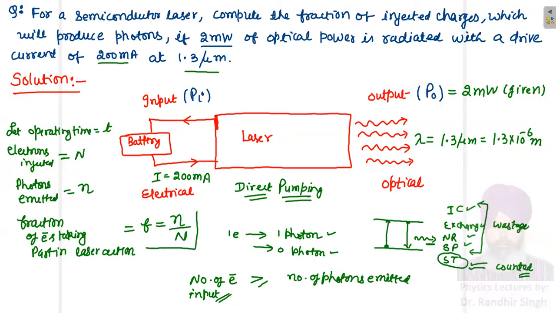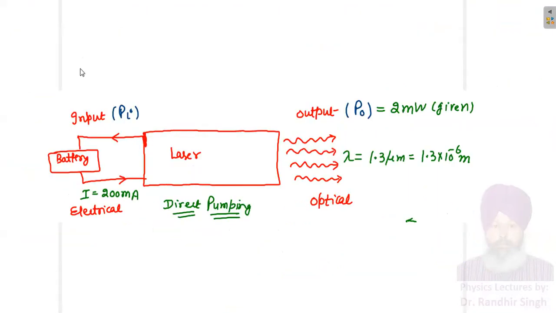So this is the objective for today's numerical, and we are to find this ratio small n upon capital N. Let me add a new page. For your convenience, I have exported this diagram to the new page. Now you see that I have I here. The charge on one electron is e. So therefore current I is equal to charge divided by time.